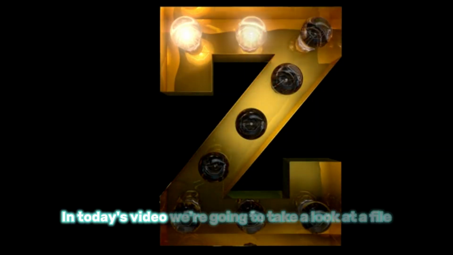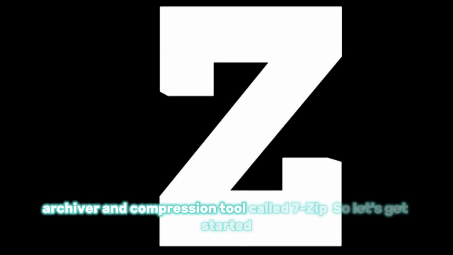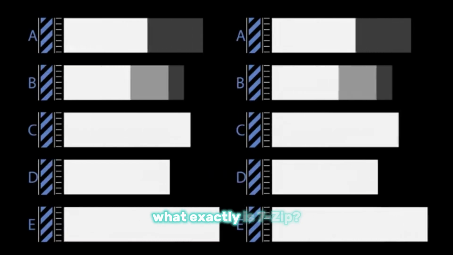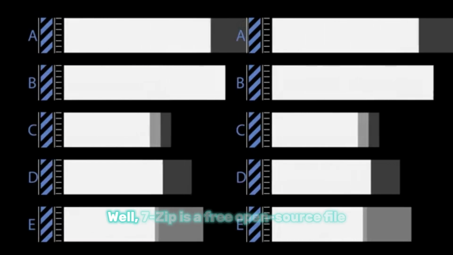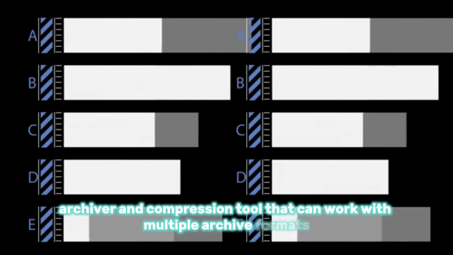In today's video, we're going to take a look at a file archiver and compression tool called 7-zip. So let's get started. Alright, to kick things off, what exactly is 7-zip? Well, 7-zip is a free open source file archiver and compression tool that can work with multiple archive formats.